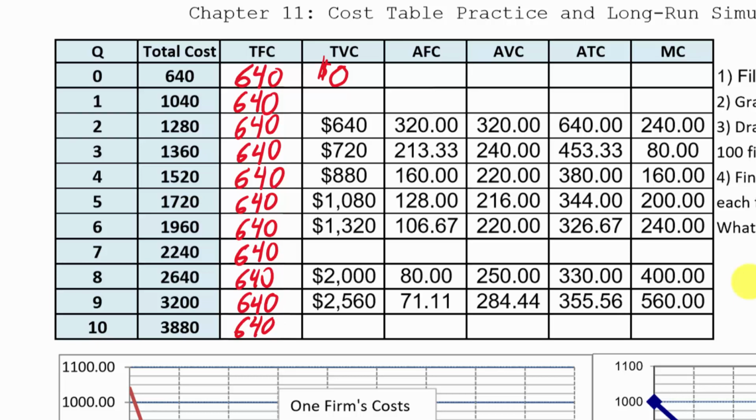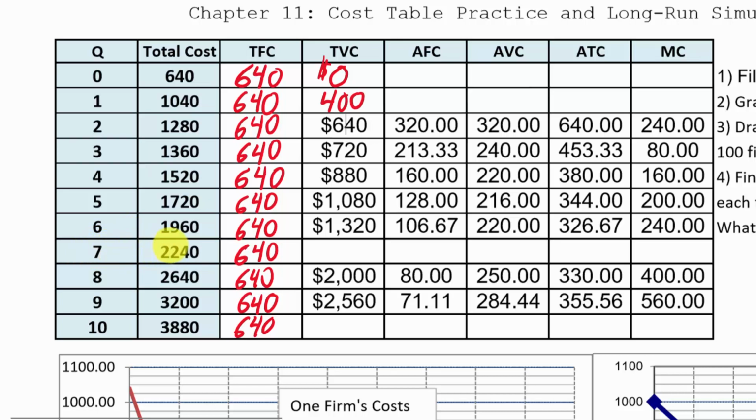And that, of course, means that if we shut down, which means we produce 0 units today, we're still going to have to pay that $640. Now, variable costs, we can always get by total cost minus fixed cost equals variable cost. So 1,040 minus 640 is 400. Filling in this one down here for 7 units.